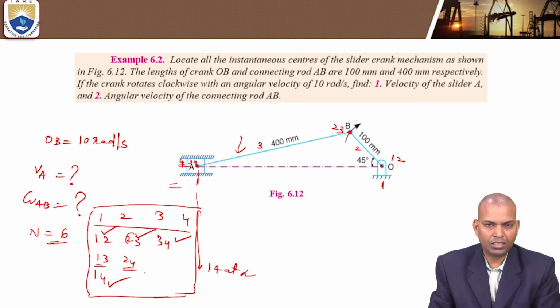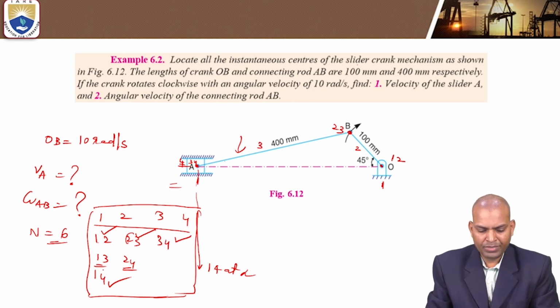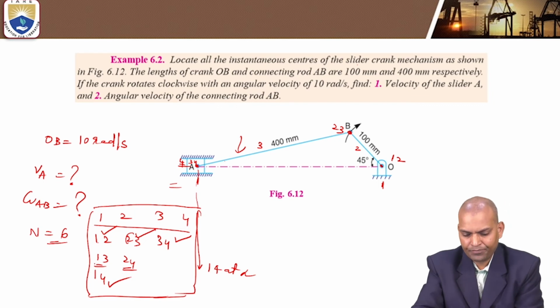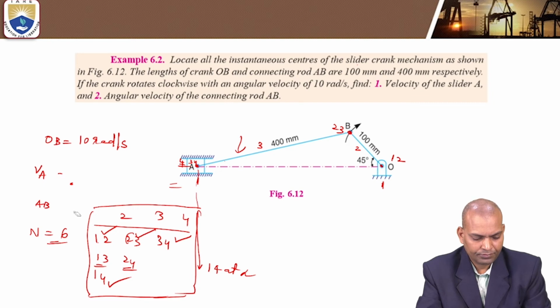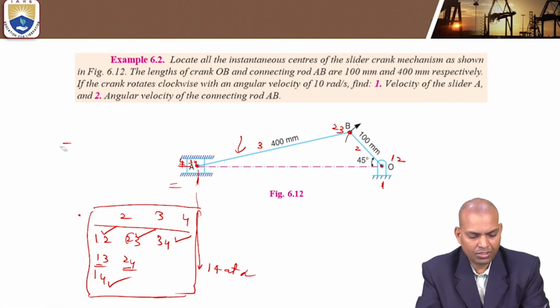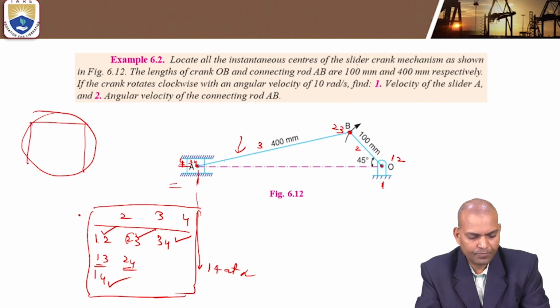1,3 and 2,4 are neither fixed nor permanent I-centers. For these neither fixed nor permanent I-centers, we have to use the circle diagram. The circle diagram comes by the extension of the circular diagram. Again, locate all the links 1,2, 2,3, 3,4 and 1,4. Now we want 1,3.